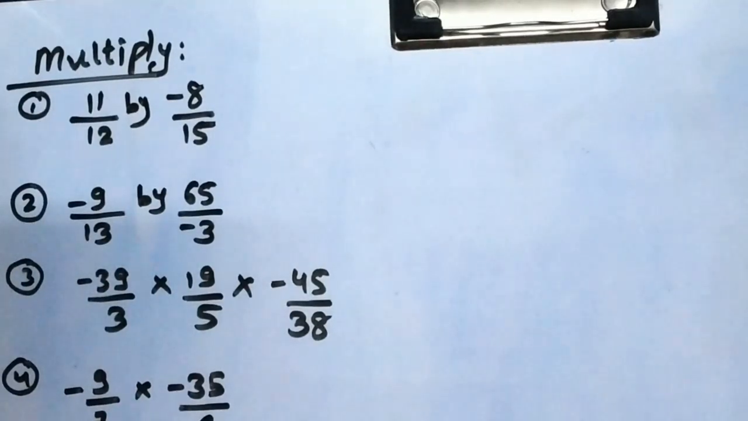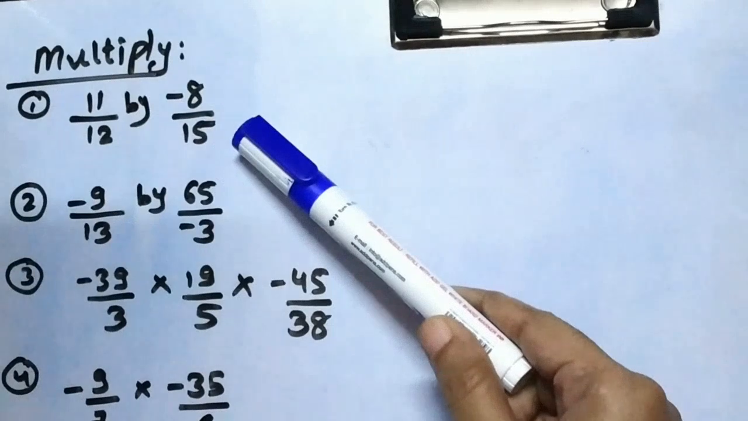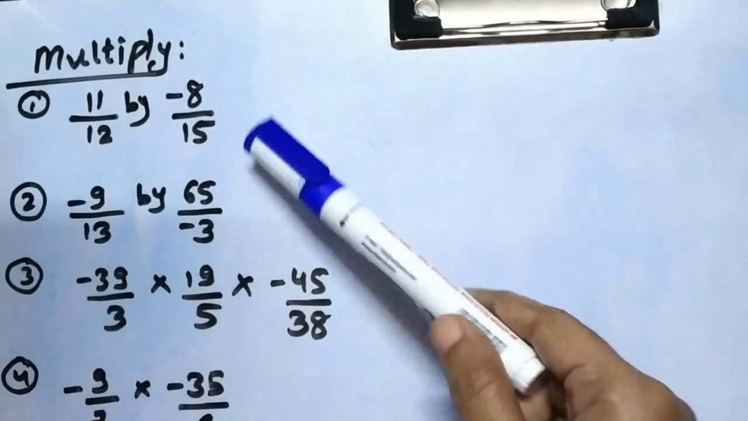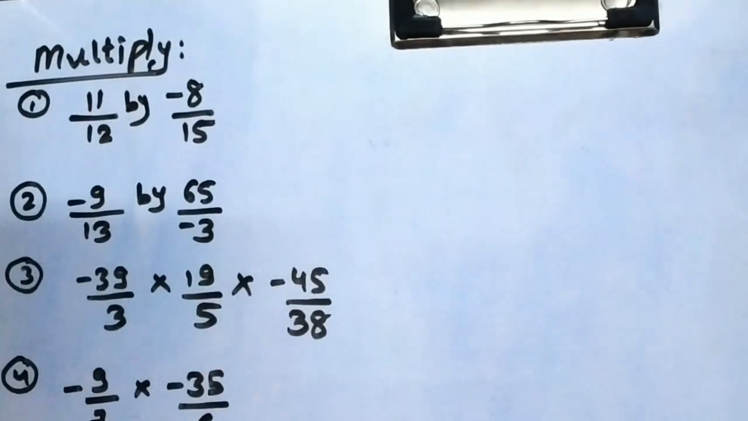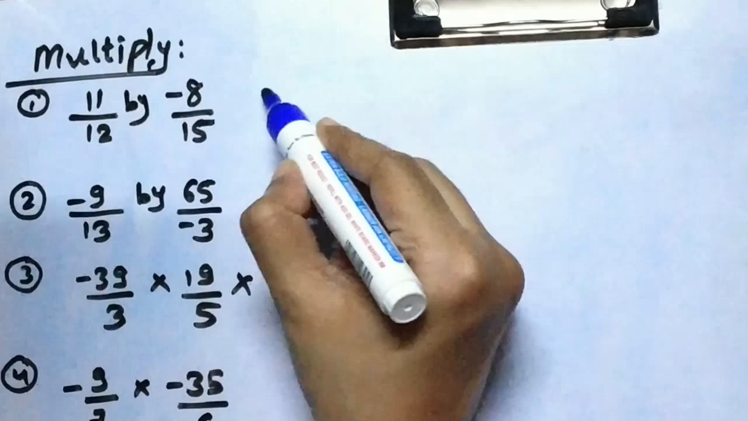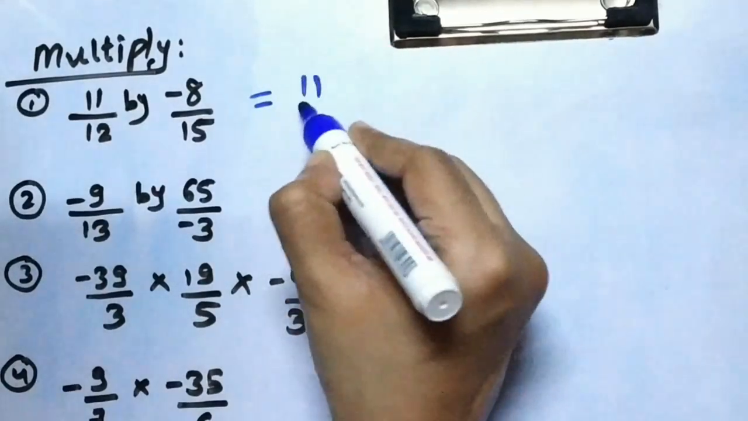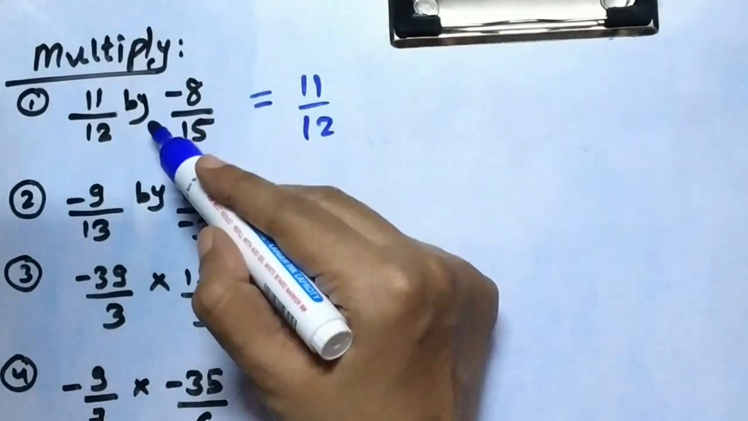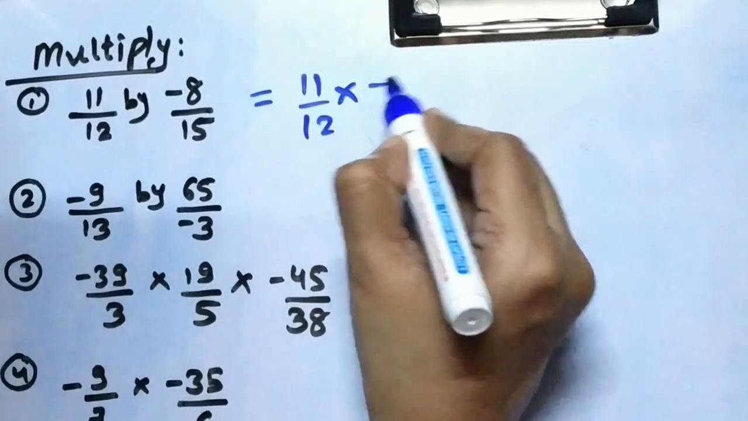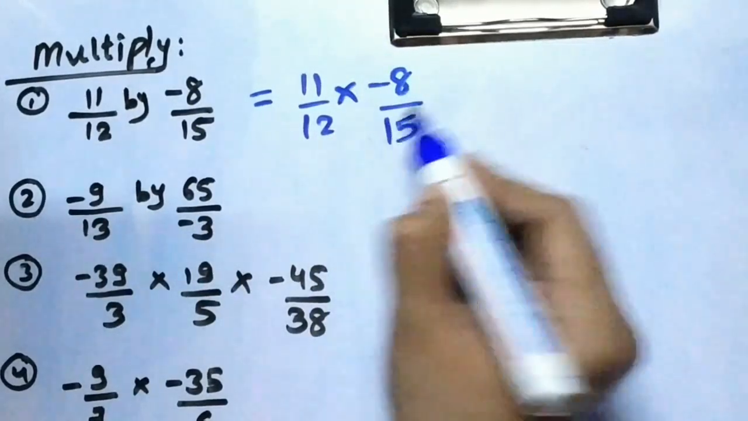So let's start. First we need to multiply 11 upon 12 by minus 8 upon 15. So let's perform it. What do we have to do? We just have to write down 11 upon 12, and the symbol we will replace with multiplication, minus 8 upon 15.